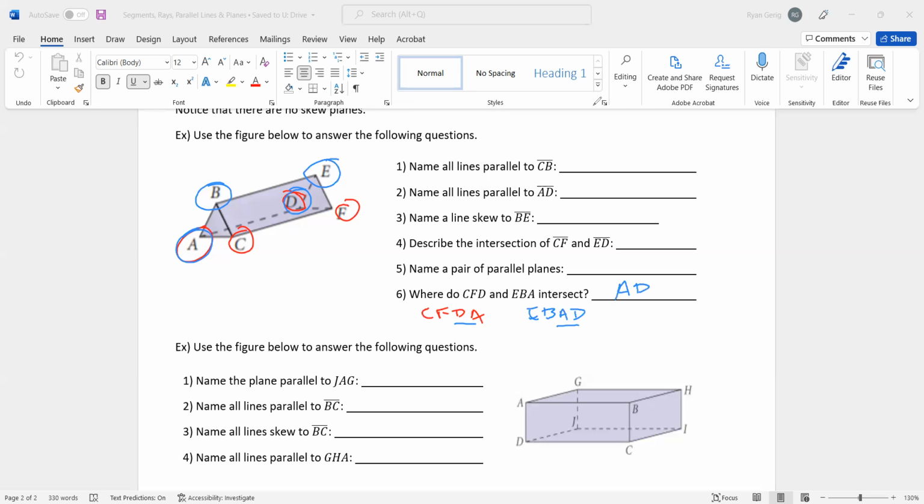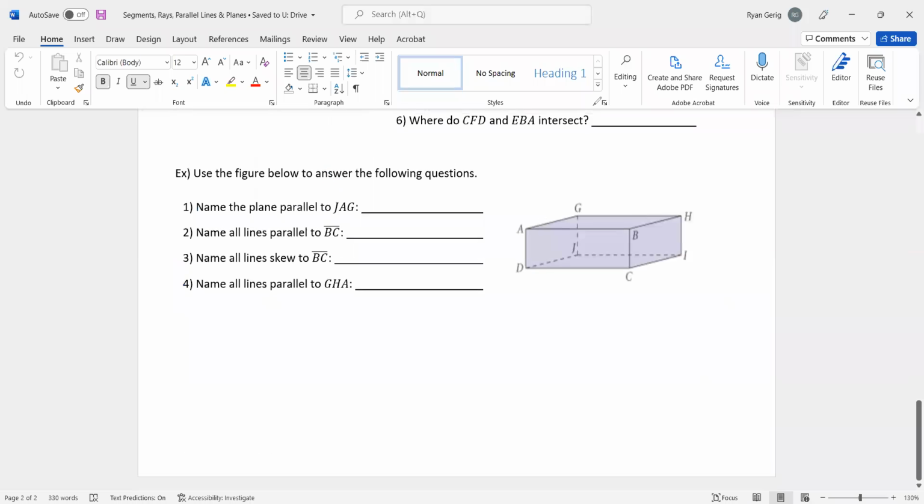Okay. Another set of questions for a new picture. Name the plane parallel to JAG. So JAG, I'm talking about the left-hand side. So what's parallel to JAG would be the right-hand side. So this side over here. So any 3 letters on there would be correct. So B, C, H. And if you want the 4th point, I. All right. So there's that one.